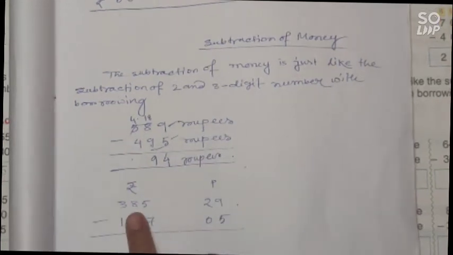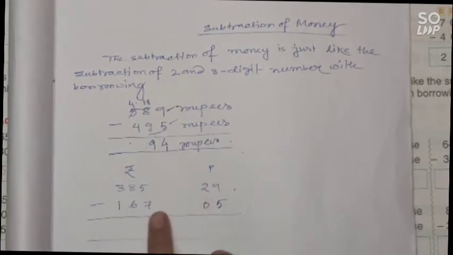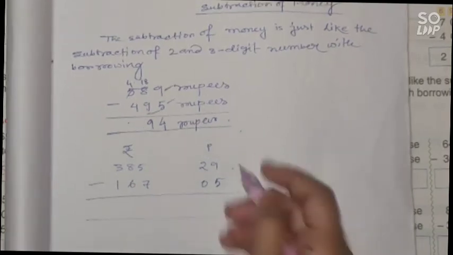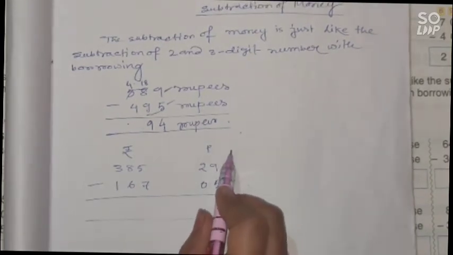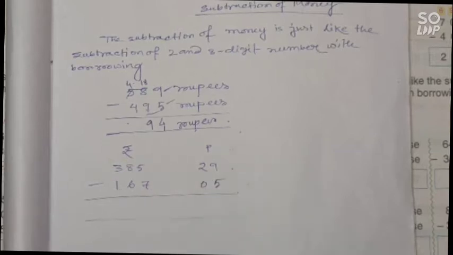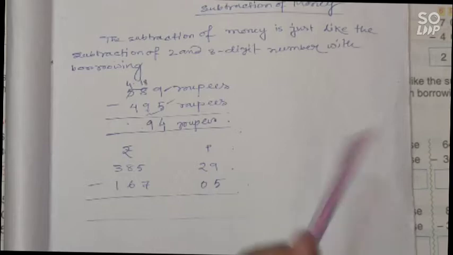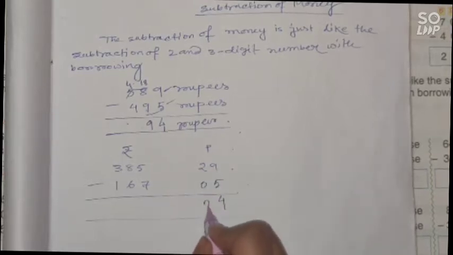Next, 385 rupees 29 paise minus 167 rupees 5 paise. You have to subtract these two numbers. You need to start from the right side. As you know, you need to start addition and subtraction from the right side, that is from the ones place. Similarly, in addition and subtraction of money, you start from the right side. 9 minus 5 is 4. 2 minus 0 is 2.